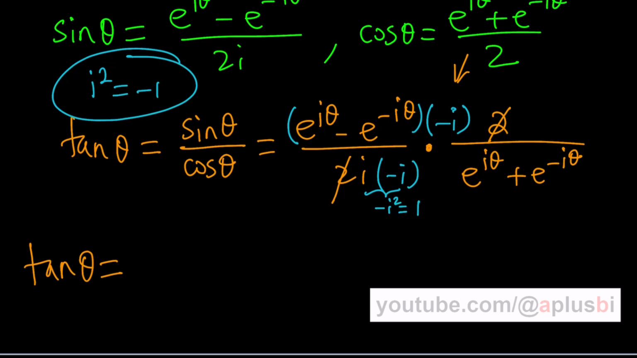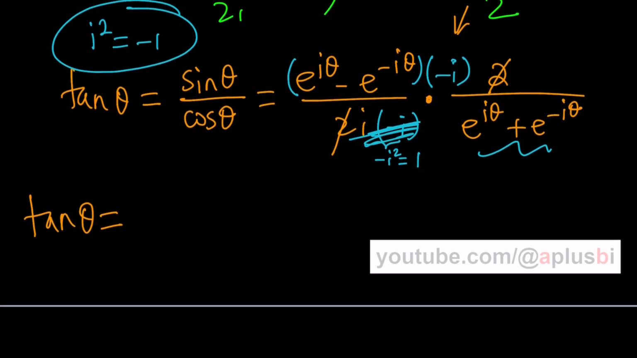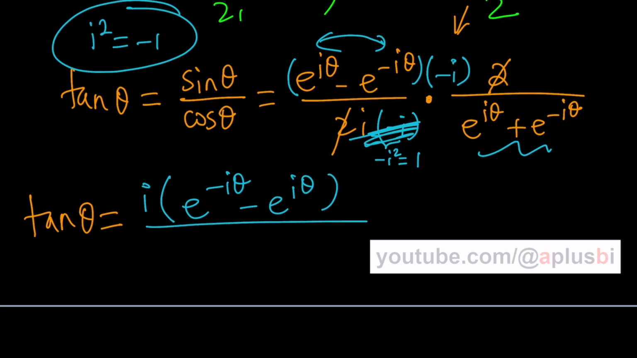So now we can basically forget about this. So we have this left, but something will be multiplied by negative i, which means it's going to be negated. So I can write it like this: i times e to the negative i theta, notice that I need to switch these, minus e to the i theta, divided by e to the i theta plus e to the negative i theta. Make sense? And that's going to be my tangent value.